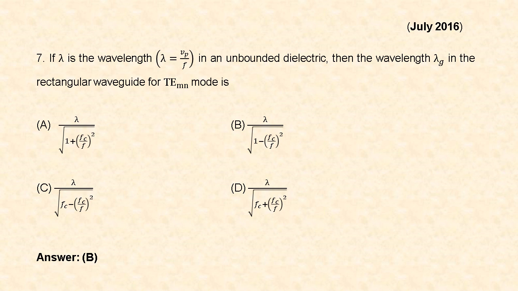Option B, lambda by square root of 1 minus Fc by F the whole square. Option C, lambda by square root of Fc minus Fc by F the whole square. Option D, lambda by square root of Fc plus Fc by F the whole square. We know that the guided wavelength lambda g is given by lambda divided by square root of 1 minus Fc by F the whole square. So option B is correct.